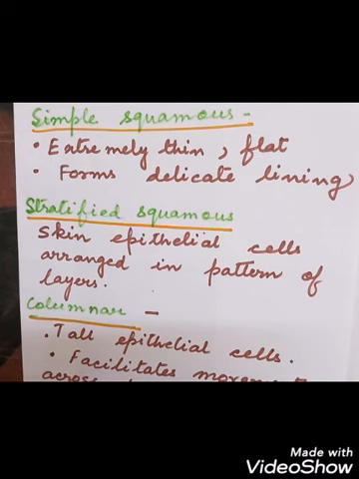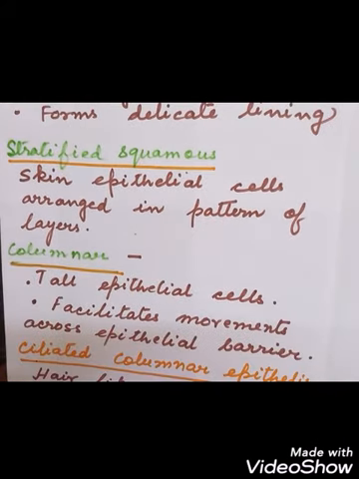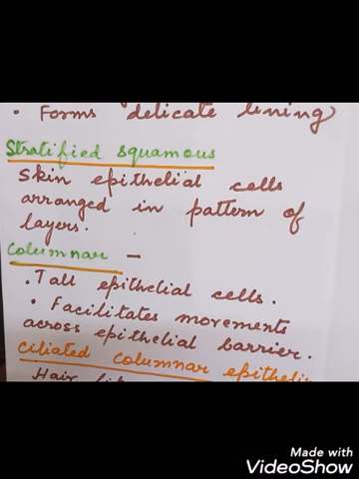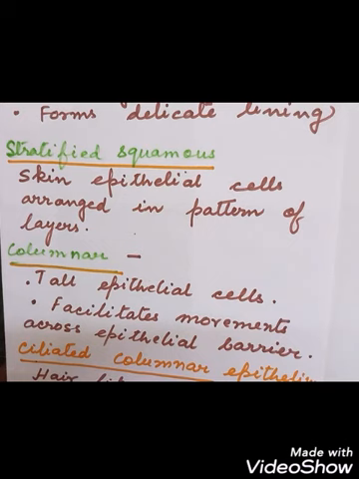And sometimes the tissues in the epithelium look like columns in the inner lining of the intestine and in the other part of the large intestine. You can see columnar epithelium. These are tall epithelial cells, and this will facilitate the movement across the epithelial barrier. These columnar epithelial cells will allow the material to move across the barrier, across the boundary.